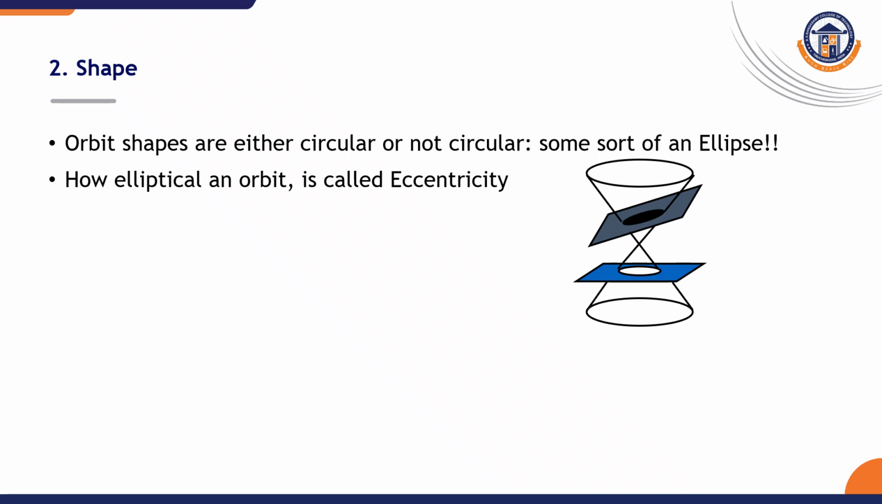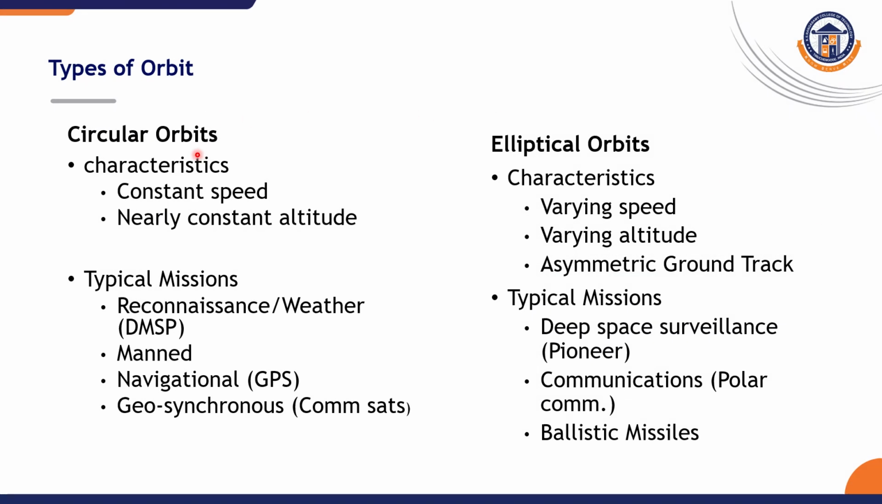Based on the eccentricity, the orbit's shape and its type are defined. There are circular orbits and elliptical orbits. In a circular orbit with a constant radius, the satellite moves at a constant speed. In an elliptical orbit, the radius is not constant, so the object moving on the orbit will vary in speed and altitude.